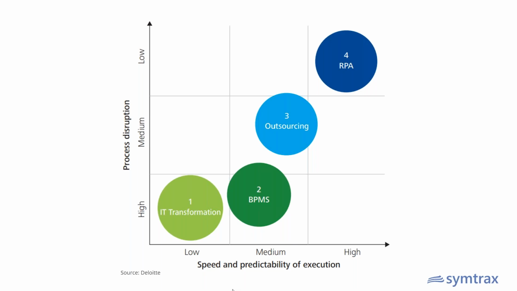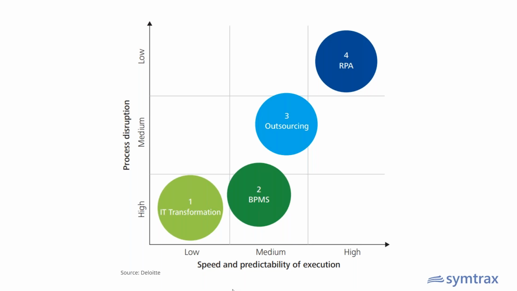And when you compare all these 4 methods, IT transformation has a high process disruption with a low predictability and speed. Why? It's because when you're doing an IT transformation, you are changing your system, you're changing your software, you need to retrain your team. And this might be disruptive to your current processes, and you can't ensure that it is faster, you can't ensure that it is more efficient. You'll need to try it before you actually know it.